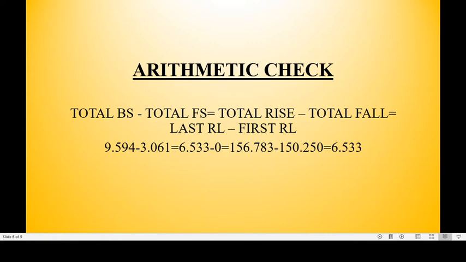So total of BS is 9.594 and total of FS is 3.061. By subtracting both we get 6.533, and total of rise is 6.533 minus total fall, which is 0. So again it will be 6.533, and if we subtract the first RL from the last RL we will get 6.533. So the arithmetic check has been done and all my calculated values are okay, and so the arithmetic check is okay.